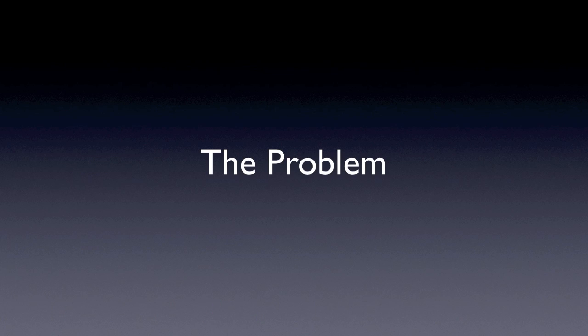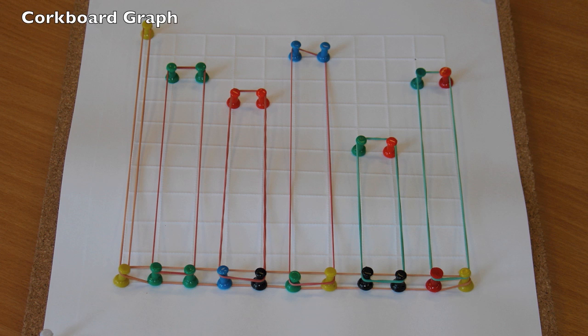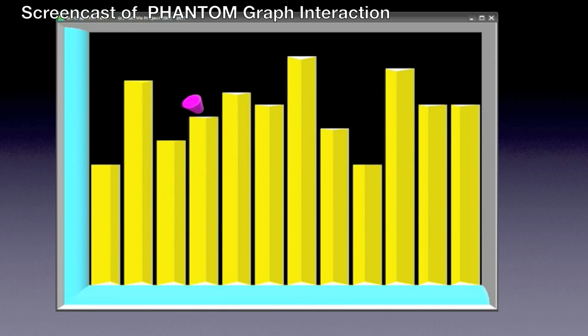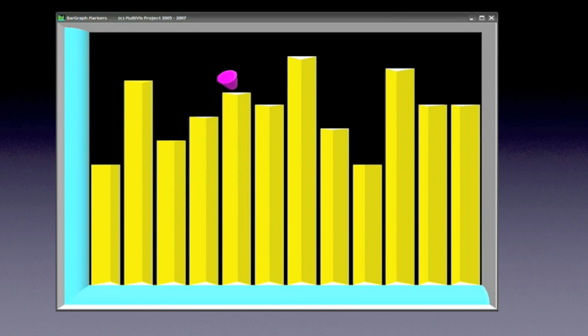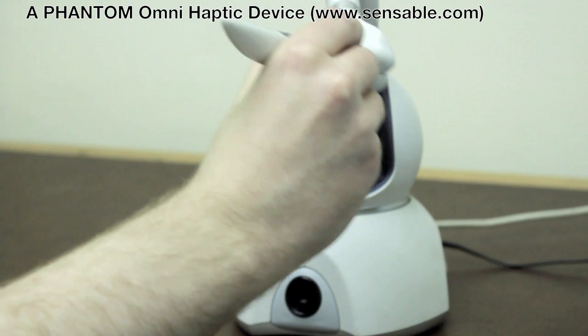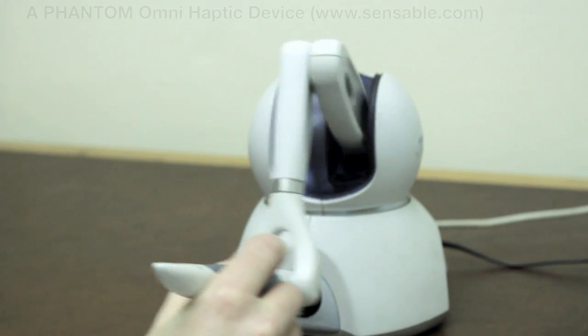Current graph access technologies, such as pins pushed into corkboards or raised paper graphs, are cumbersome and cannot be integrated easily with electronic data. Technological solutions have been developed, such as interacting with a 3D graph model with a phantom haptic device, or using a sound graph. However, these solutions limit the natural two-handed exploration of the graph users employ. A tangible user interface can overcome these problems, providing the best of both worlds.